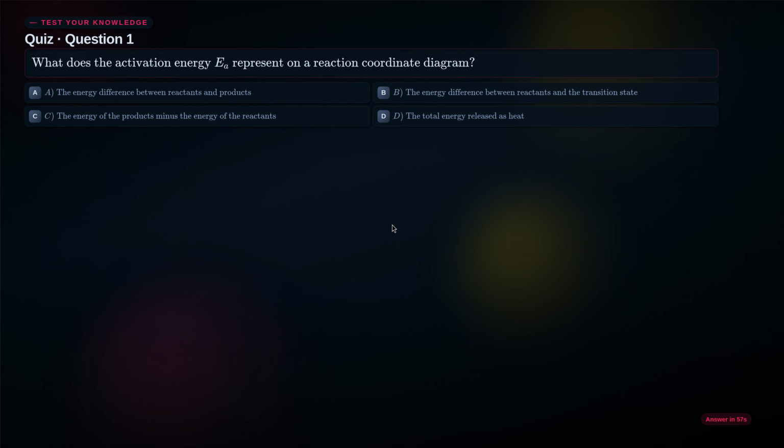Quiz question 1. What does the activation energy EA represent on a reaction coordinate diagram? Option A, the energy difference between reactants and products. Option B, the energy difference between reactants and the transition state. Option C, the energy of the products minus the energy of the reactants. Option D, the total energy released as heat. Take your time to think about the answer.